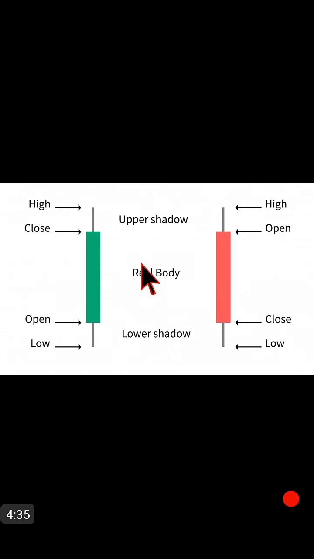Now, this is the real body. This place from the open to the close is the real body of the candle. This is the upper shadow of the candle, and this is the lower shadow. So take note, this is a typical candlestick.